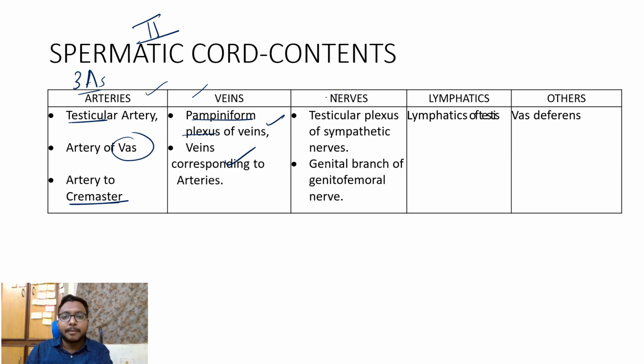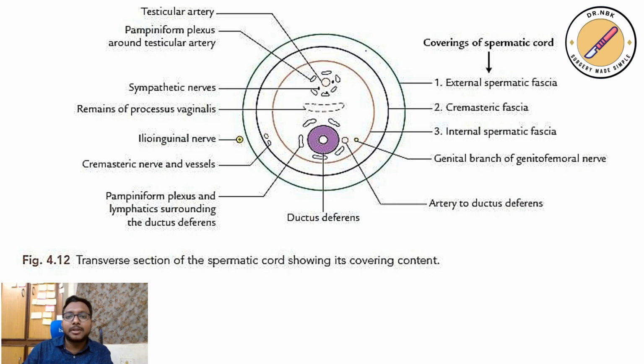Mainly the genital branch of the genitofemoral nerve and the testicular plexus of sympathetic nerves. These are the two important nerves. Then the lymphatics of the testis also travel through it. And I told you in the first place the vas deferens. So these are the contents of the spermatic cord. You can remember this picture.